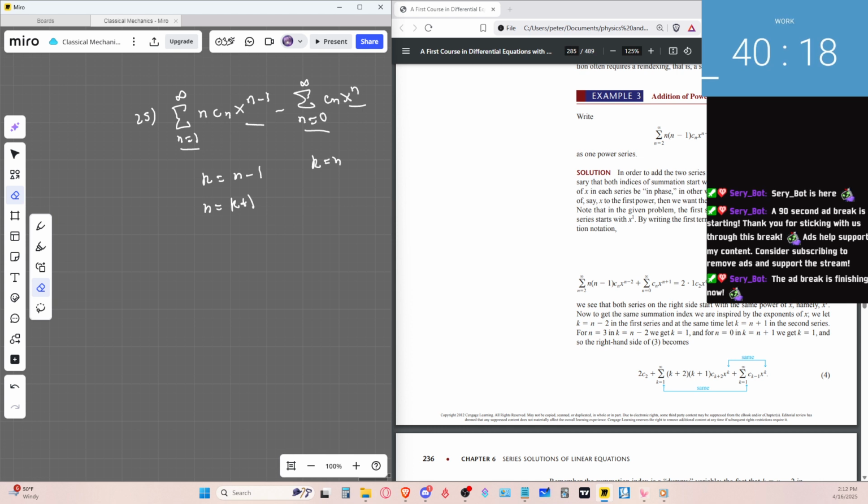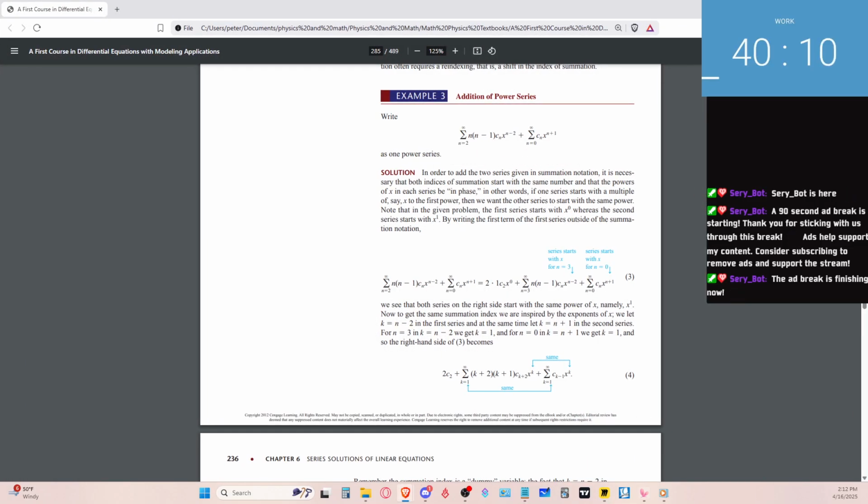This one they basically took the series, but let's see. In order to add, you guys can't see it, so I'll expand it so we can read together. In order to add the two series, it is necessary for both indices of the summation to start at the same number. X in each series in phase. If one series starts with a multiple of, say, x to the first power, then we want the series. Okay.